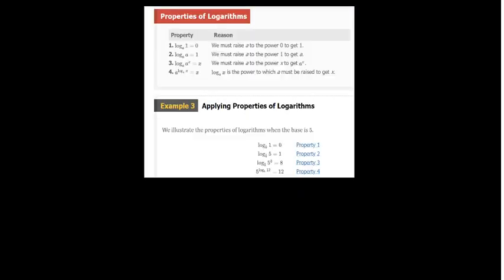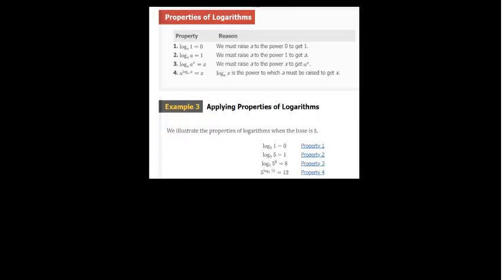Okay, so we see that this does indeed follow property 1, right? It's log base 5. Well, I mean, it would be 5 raised to the 0th power is equal to 1. So yes, we do indeed follow property 1 there. And then you can follow along and just put the puzzle pieces together and see where property 2, property 3, and property 4 also just follow along with the properties above.